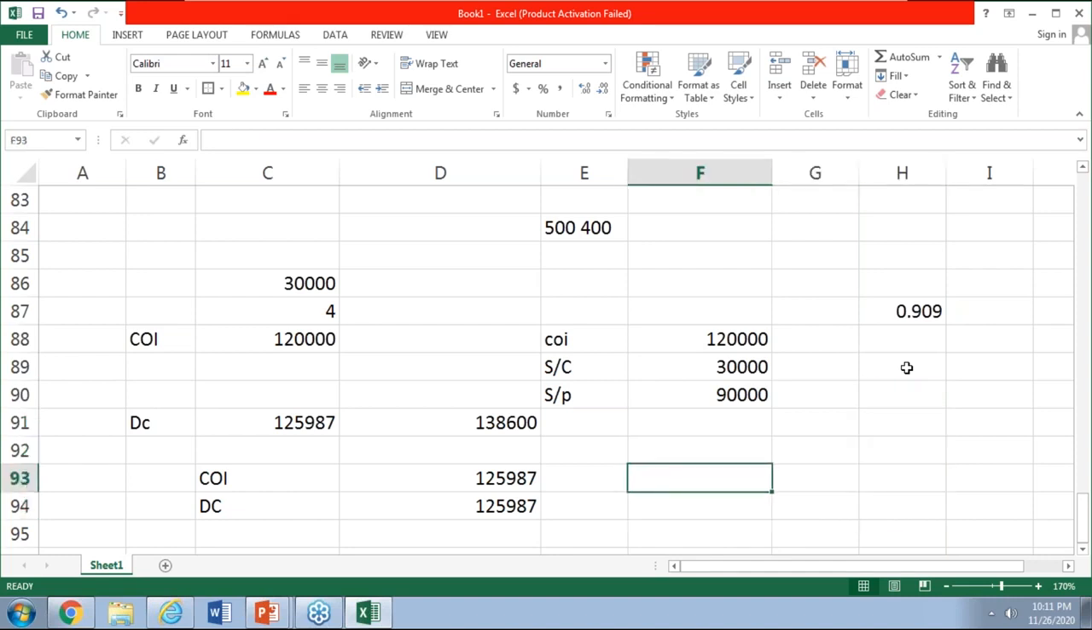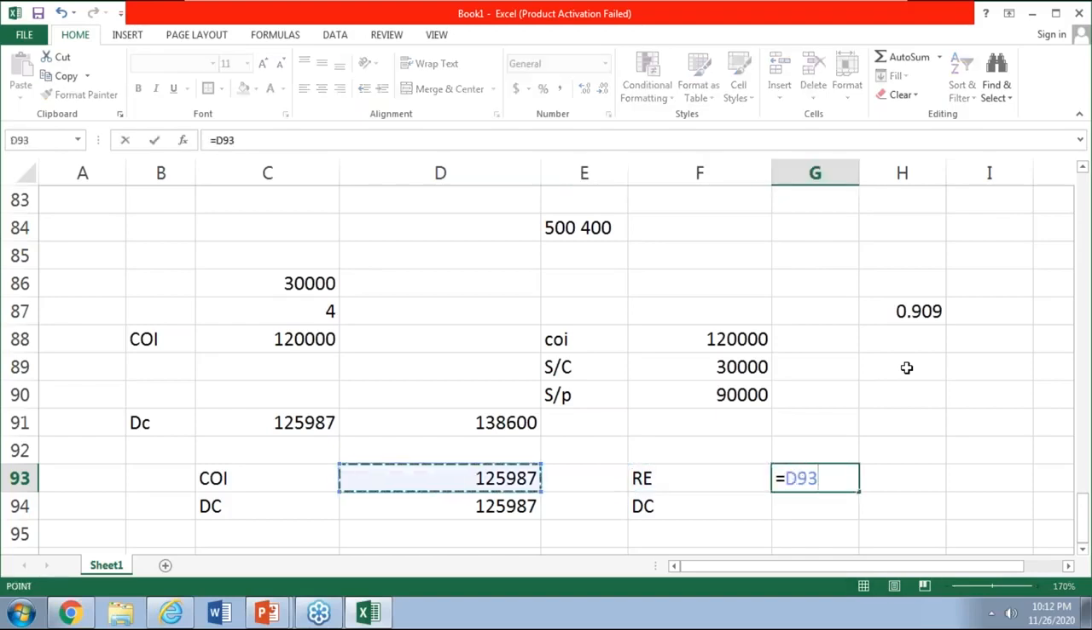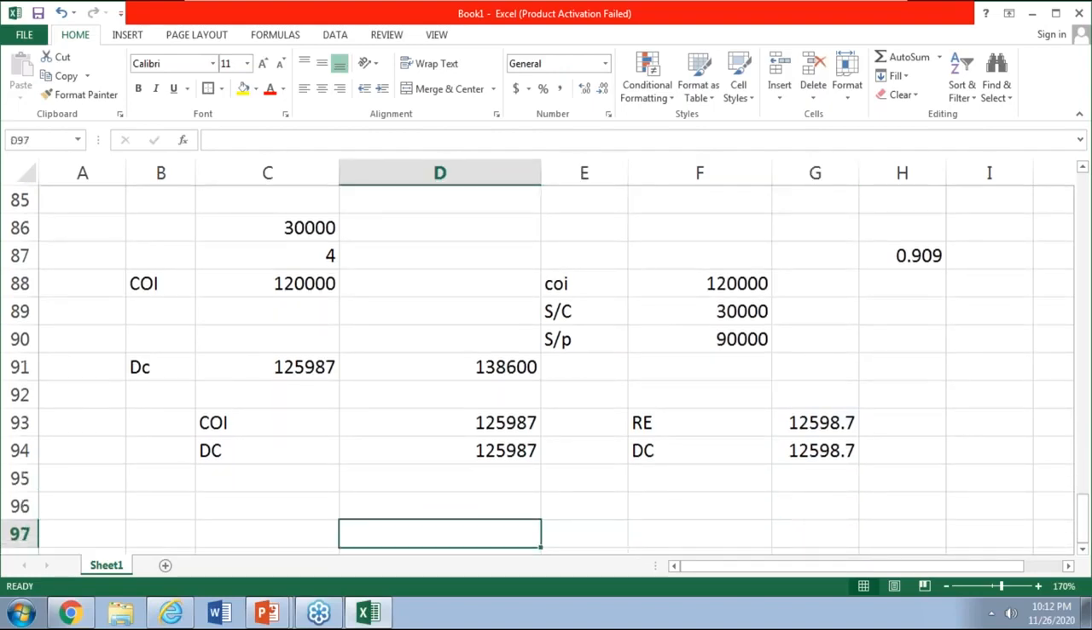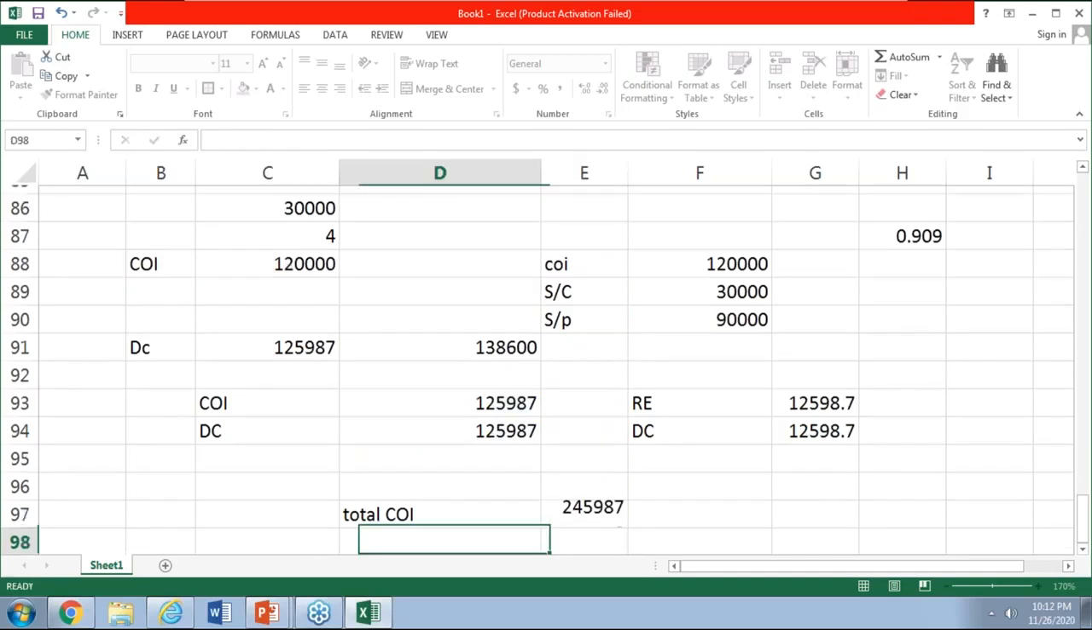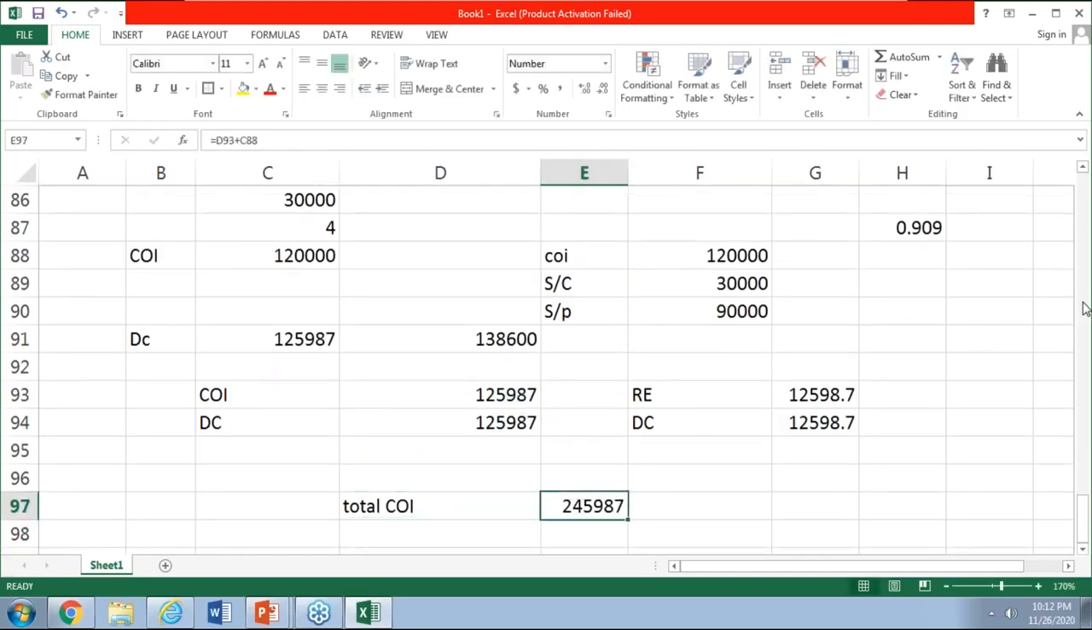So at the year end, you have to book the unwinding of discount, which will be the percentage of the present value, 0.10. This is my unwinding of discount. And the total cost of investment that we use for the calculation of goodwill will be this amount plus the amount that we paid for the share consideration. So 245,987 is the amount for the cost of investment.